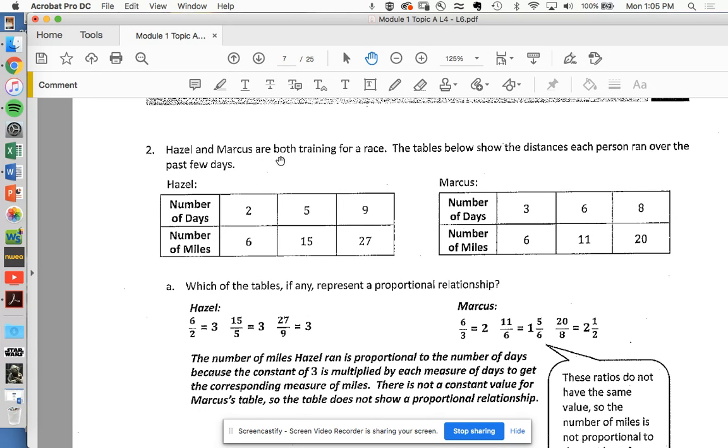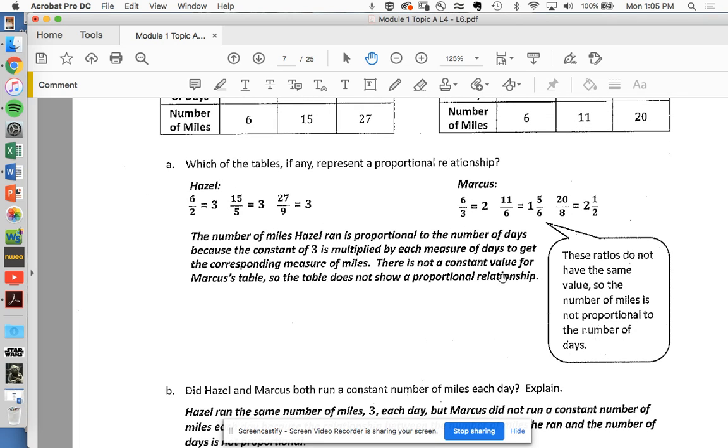They're comparing Hazel and Marcus for training for a race. The ratio is the distance they ran over the past few days. So after 2 days, they ran a total of 6 miles. After 5 days, 15, 9 days, 27. Is there a constant that I'm multiplying the days by to get to the miles? Times 3, times 3, times 3. Notice we set up the ratios down here. So what does that mean about Hazel's relationship? Proportional. If we look at Marcus, 3 times 2, 6 times not 2, 8 times not 2. Different constants, different ratios. So his is not proportional.